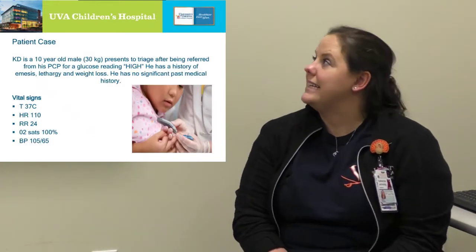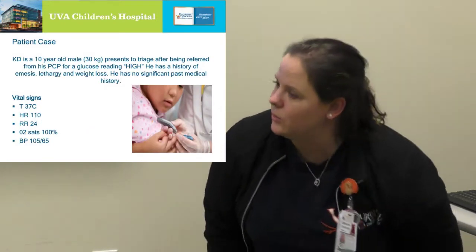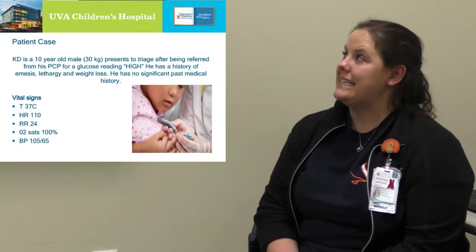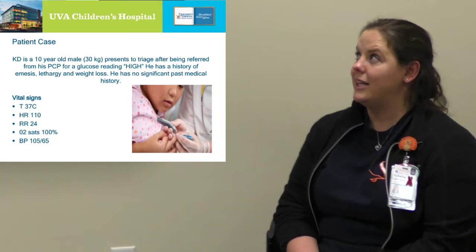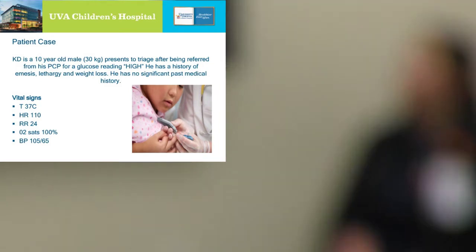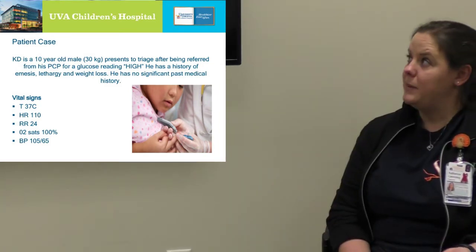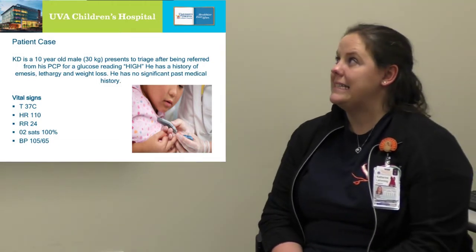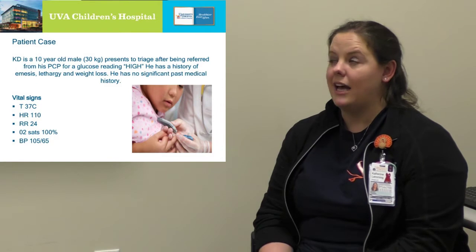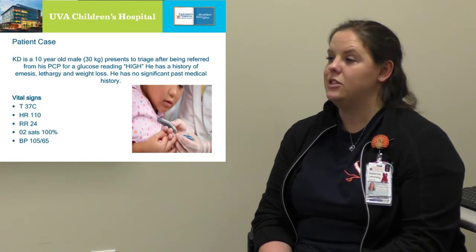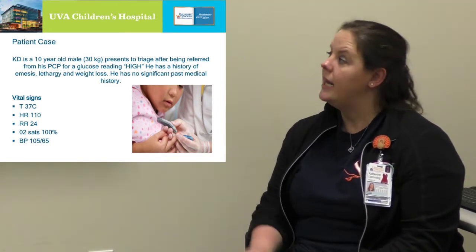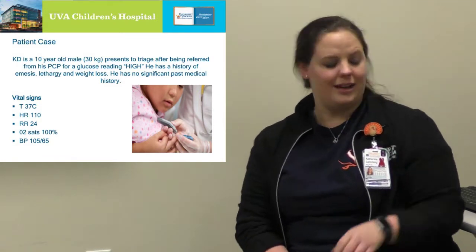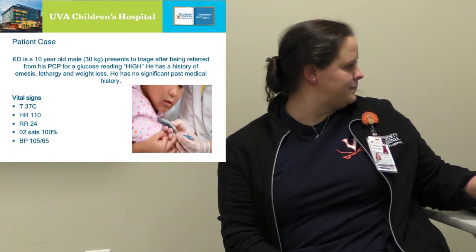So first, I'll leave you with a patient case. We're going to be following this patient throughout the presentation. So KD is a 10-year-old male, 30 kilos, and he presents to triage, being referred from his PCP for a blood glucose reading as high. He has a history of emesis, lethargy, and weight loss, and he has no significant past medical history. And those are his vital signs up there for you. We'll refer back to this through the presentation.